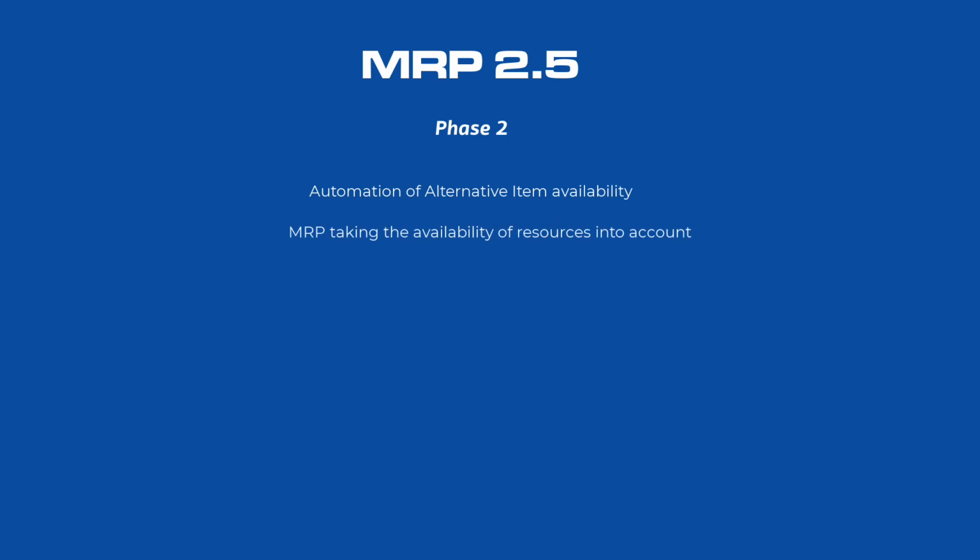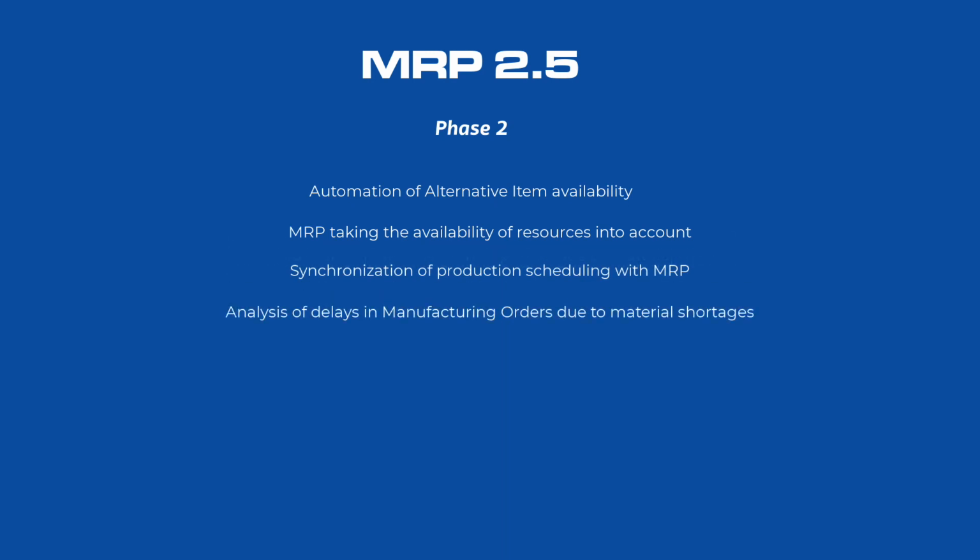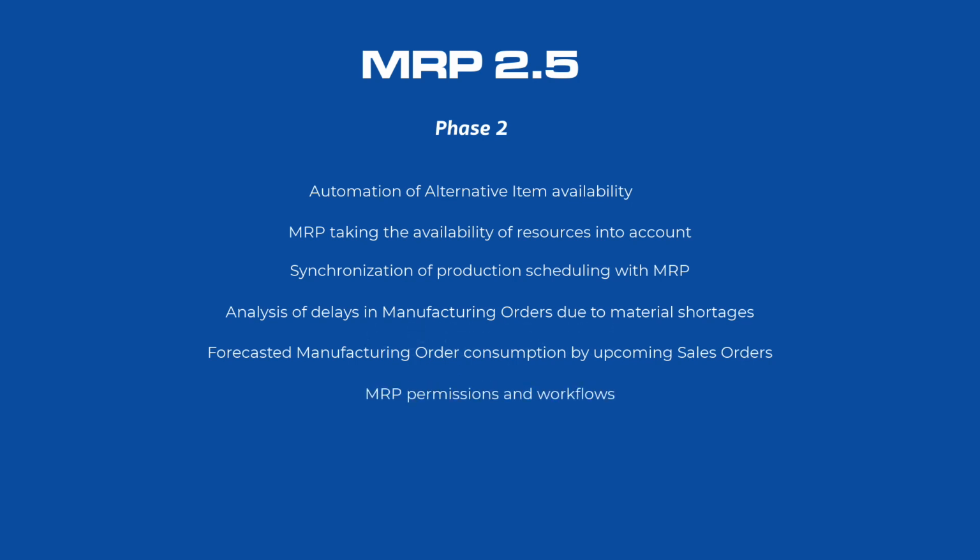but we are not quite finished with Mrp 2.5 yet. There will be a Phase 2, and this will include the automation of alternative item availability, Mrp taking into account the availability of resources, synchronization of production scheduling with Mrp, the analysis of delays in manufacturing orders due to material shortages, forecasted manufacturing order consumption by upcoming sales orders, Mrp permissions and workflows, and planning component versions and purchasing raw materials according to cutoff dates.